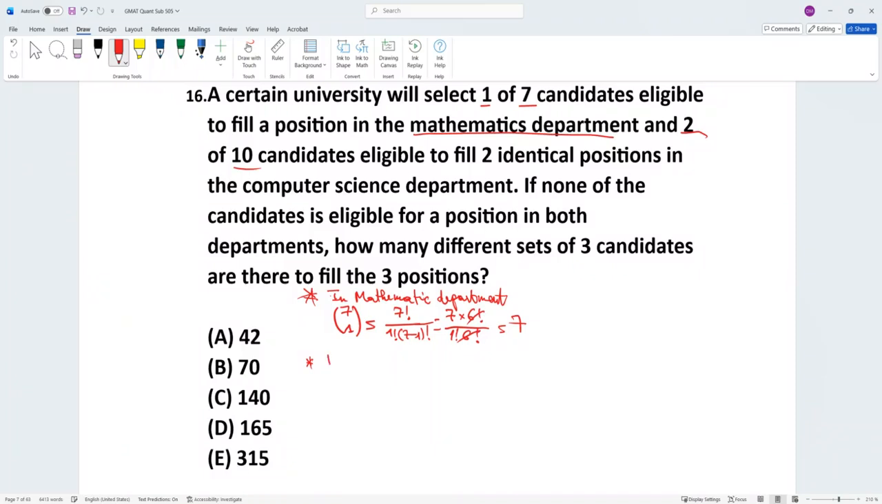In the computer science department, how many choices do we have? And remember, it says here none of the candidates is eligible for a position in both departments. Okay, so we will not have redundancy. So this is different from the people that are eligible for the computer science department. So if you are choosing in the mathematics department, you cannot hold the position in the computer science department.